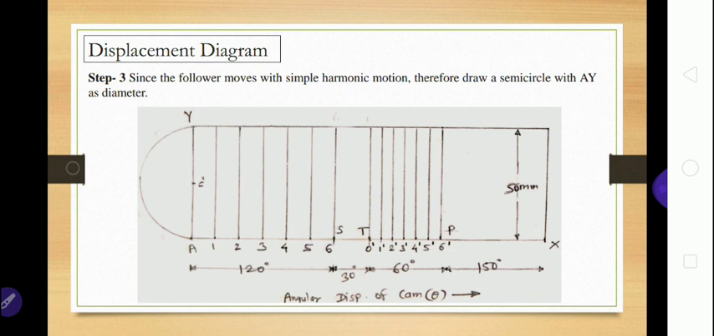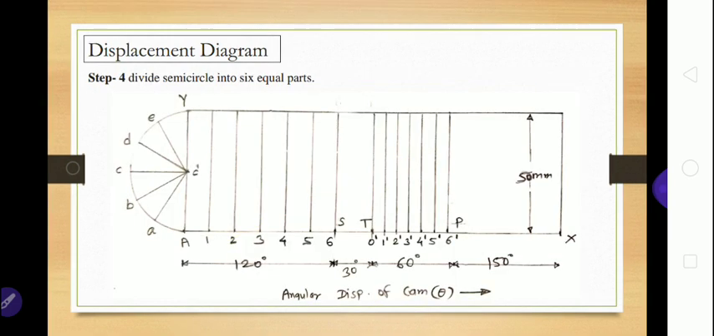Now the next step, third step: since the follower moves with simple harmonic motion, we are drawing a semicircle with the diameter AY at one of the ends. This procedure for simple harmonic motion, how to draw the displacement diagram, we have seen in the last problem also. In this problem also we will repeat the same procedure. Here for simple harmonic motion of the follower, we have to draw the semicircle at the left end of that displacement diagram with the diameter equal to the stroke of the follower.